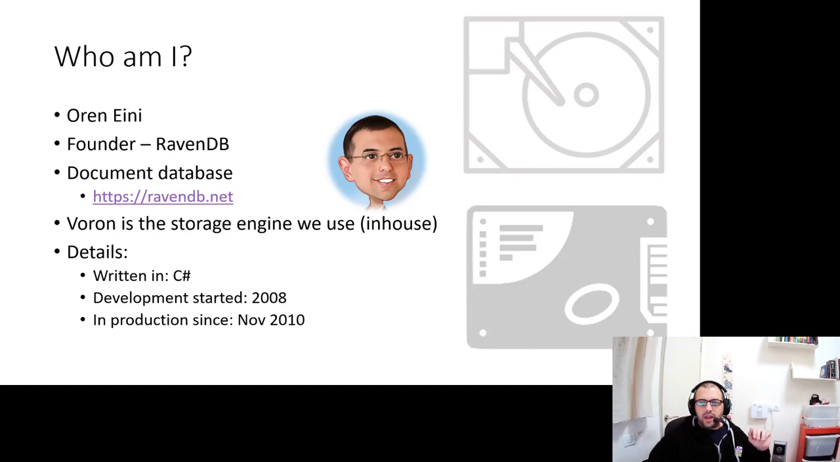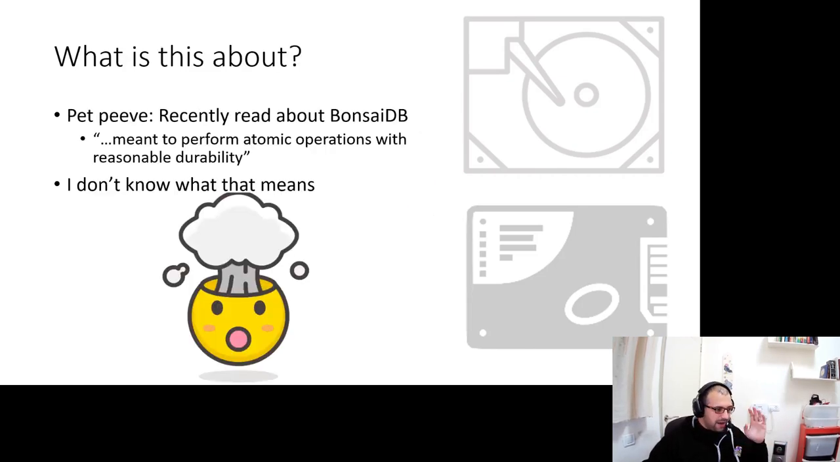So here is a pet peeve. Right now, there are about 500 to 600 different database products, and there are a lot more database projects out there. I ran into this project recently, and I just saw this: meant to perform atomic operations with reasonable durability. And that basically pressed every single hot button that I have in my head, because this is not how I think a database should be. There is no reasonable durability. You're either durable, ACID, or you're not.